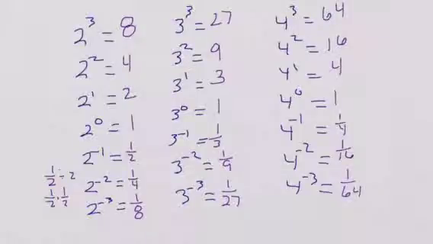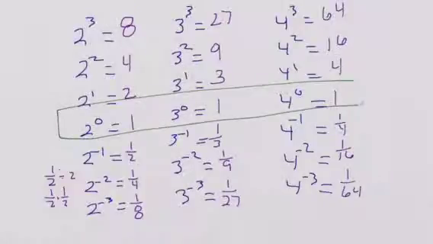So a couple of patterns here that I want you to recognize is that anything to the 0 power is always going to equal 1, and anything to the negative exponent is going to become a fraction if it is a whole number to start with.